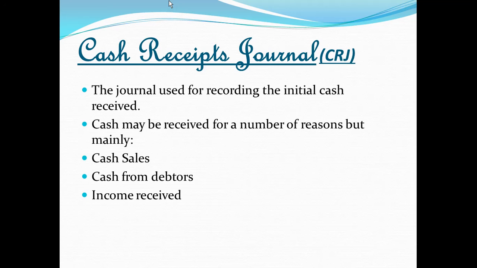So the cash receipts journal is used for three things on the slide. Cash sales, so that's when you sell things for cash or you're rendering a service for cash. Cash received from your debtors, so when your accounts receivable pay you, that's also cash that's being received. And then income that is received. Any other income such as commission income or rent income, when you receive it, that will also affect your cash receipts journal. What you need to know is that any money that comes in will go to the cash receipts journal.